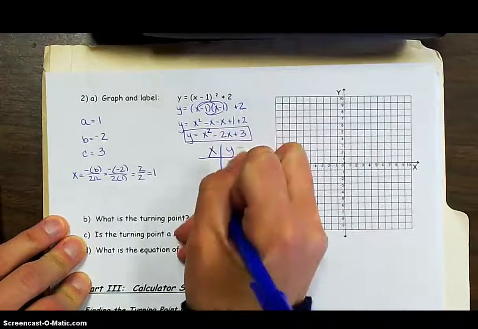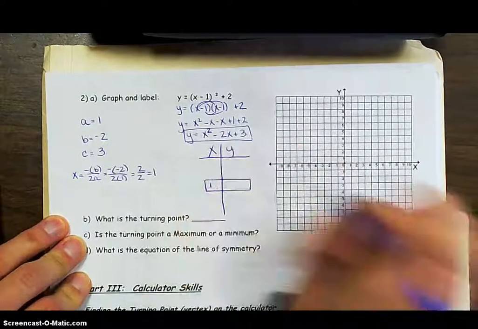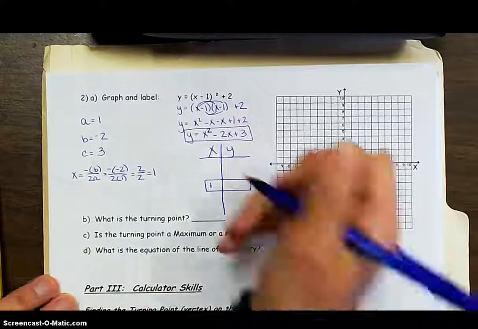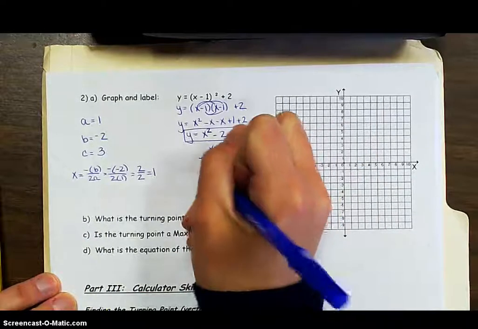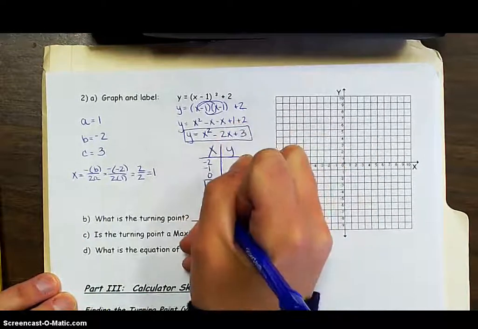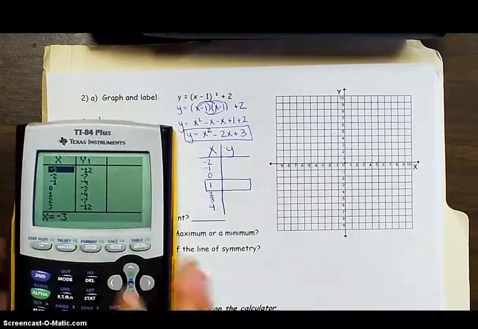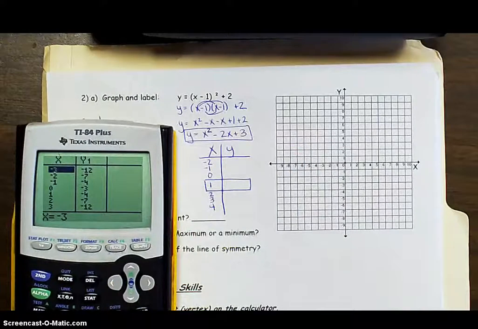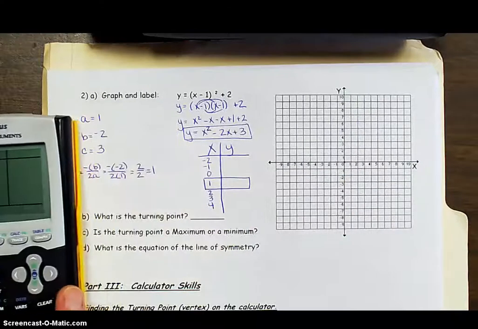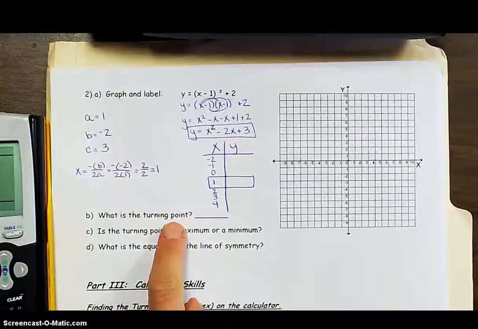And I'm going to put 1 in the middle, because that's my axis of symmetry. It goes in the middle, and I go 3 values below and 3 values above. And then we're going to let the calculator do the work. So at this point, I'm going to stop you where you are, and I'd like you to finish this on your own. Okay, and at the very end, I'd like you to type in what the turning point is.